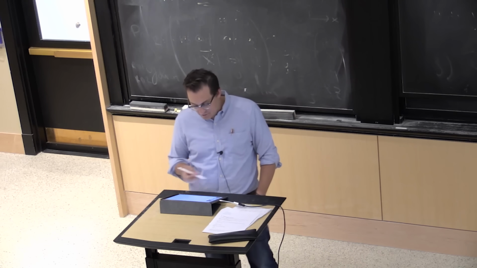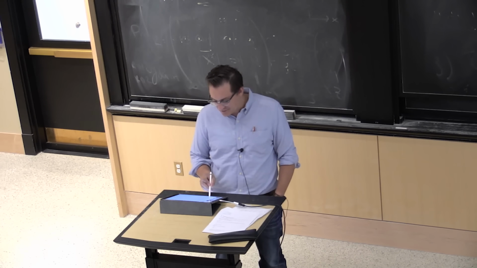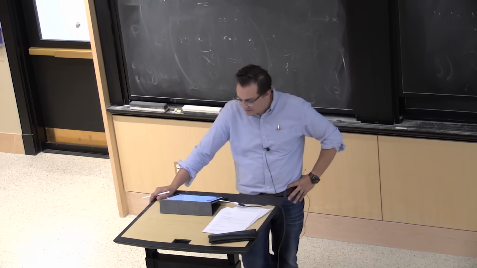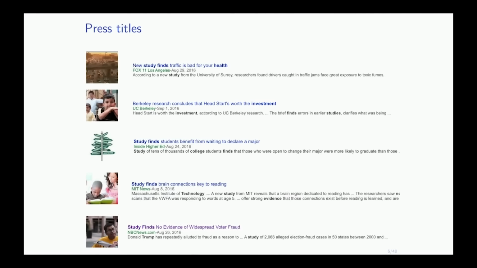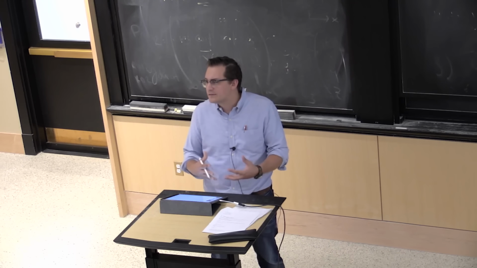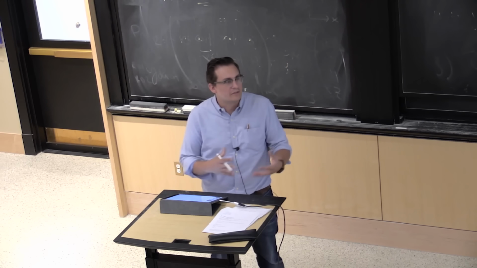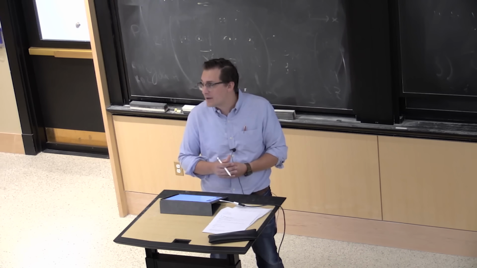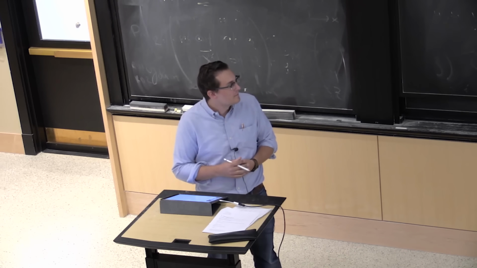And there's a bunch of other slightly more interesting ones. For example, one that you might find interesting is that the study finds that students benefit from waiting to declare a major. Now, there's a bunch of press titles. One in the MIT News finds brain connections key to reading. And so here we have an idea of what happened there, right? Some data was collected, some scientific hypothesis was formulated, and then the data was used to try to prove or disprove the scientific hypothesis, right? That's the usual scientific process.